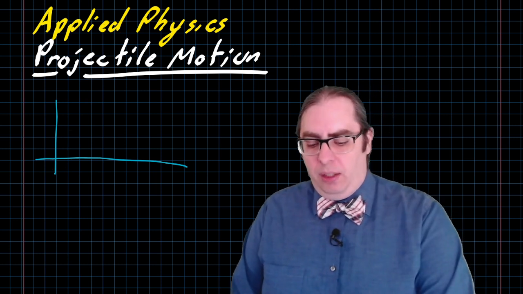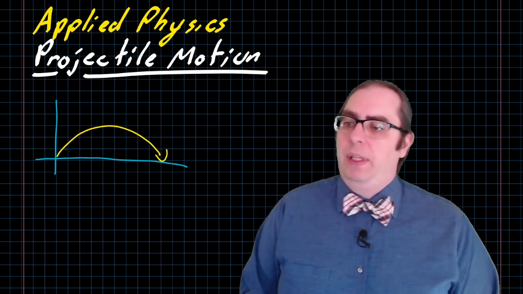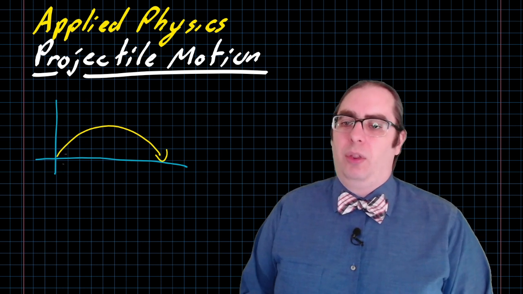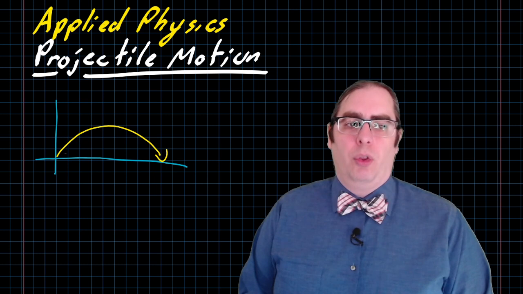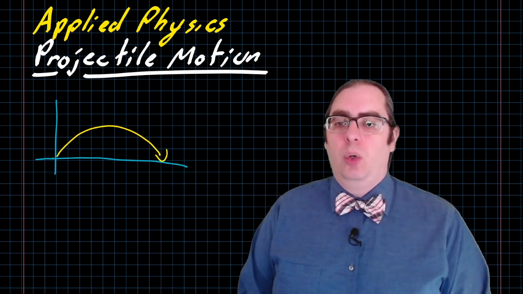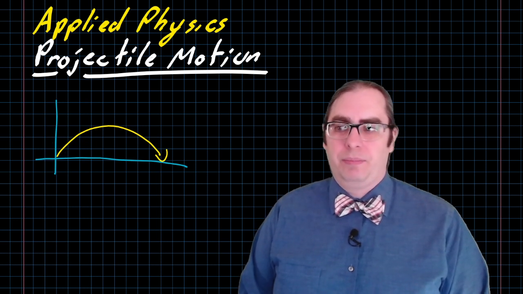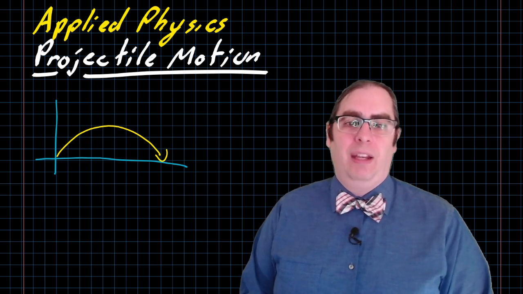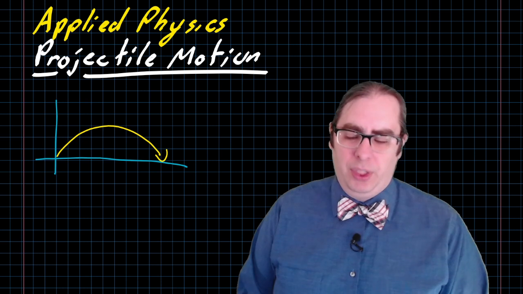A projectile is something that moves in two directions. This can be anything from throwing a pencil to your friend across the room, throwing a baseball as a Major League Baseball pitcher, or launching a missile out of a cannon on a warship. The mathematics of all of these things behaves the same way, follows the same laws of motion.